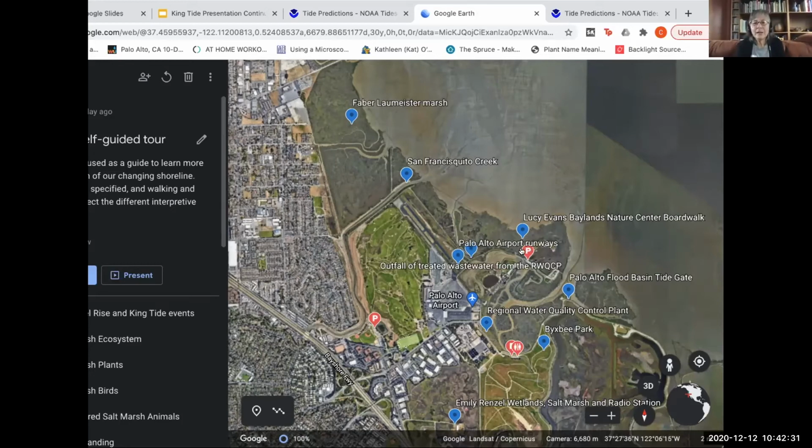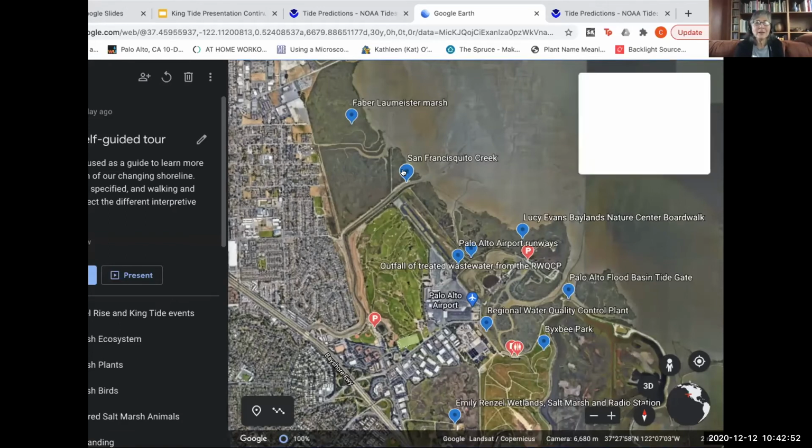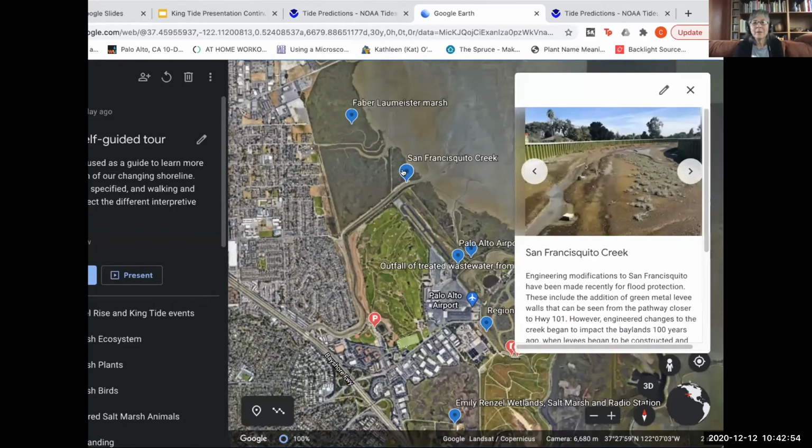So if you're down here and you want to walk out to here, for instance, you'll see your little blue dot moving along. So you'll know how close you are relatively if you've made sure you've clicked that little arrow. But if you click on one of the images or this little pin here, like for San Francisco Creek, it'll open up a window that shows you an image of San Francisco Creek.